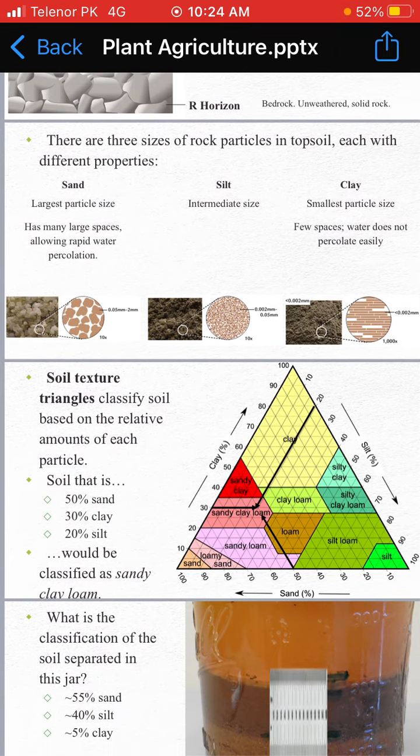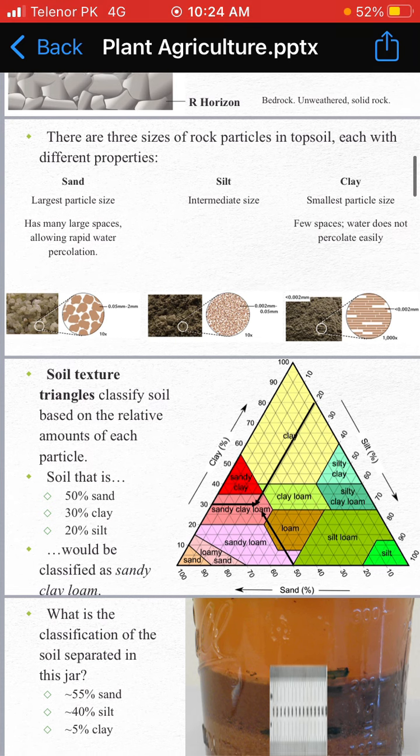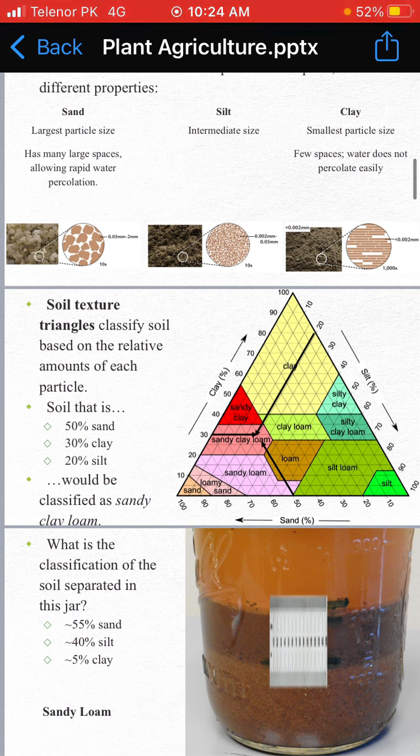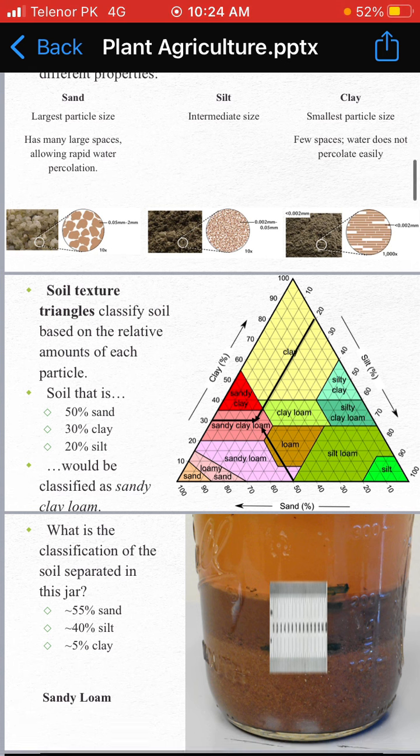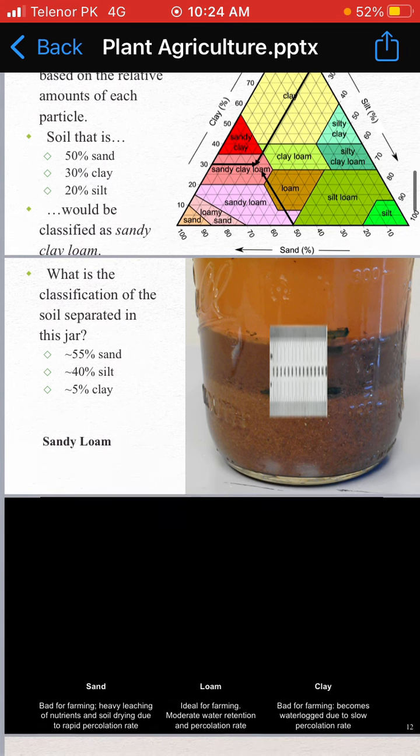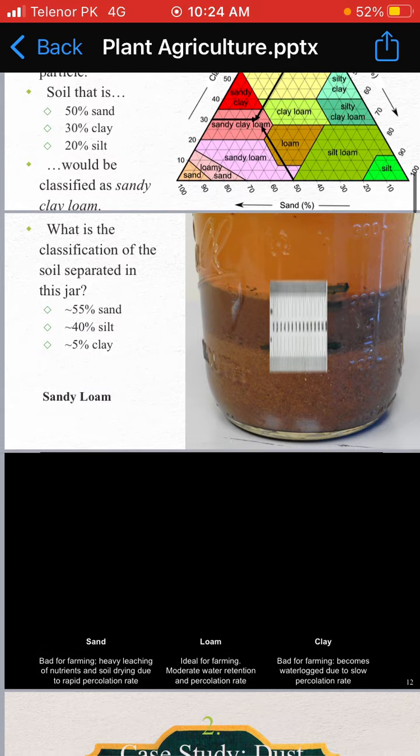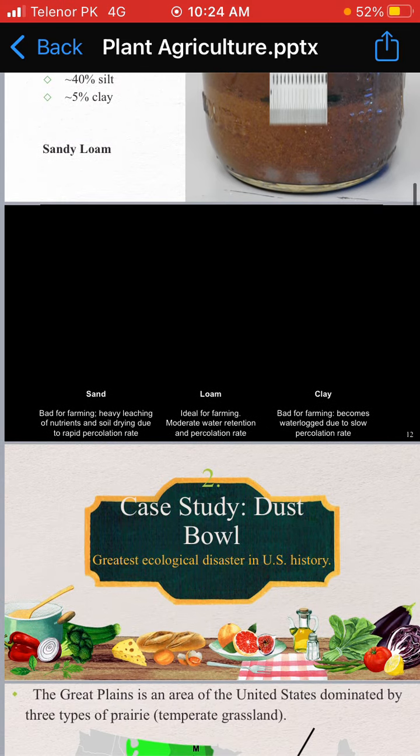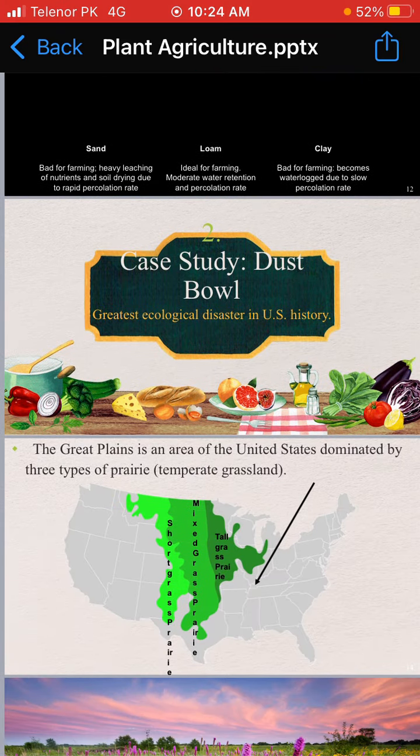Soil texture triangles classify the soil based on the relative amounts of each particle. For example, soil that is 50% sand, 30% clay and 20% silt would be classified as sandy clay loam. What is the classification of the soil separated in this jar? Sandy loam.